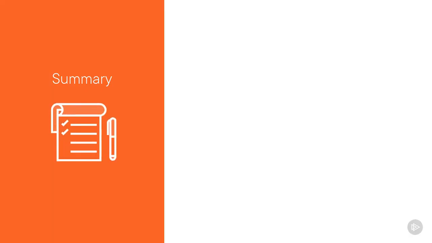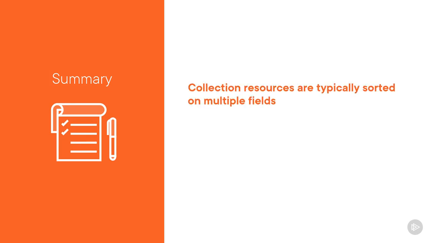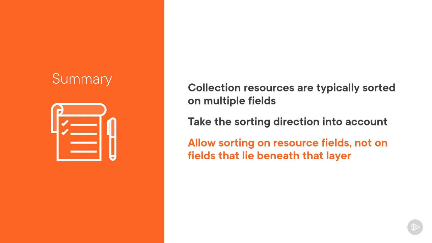When implementing sorting functionality, it's important to keep a few things in mind. Collection resources are typically sorted on multiple fields. Often, the sorting direction has to be taken into account. Sorting should only happen on resource fields and not on fields that lie beneath that layer. That requires a bit of plumbing, because otherwise you will end up with a set of large switch statements. We solved that by writing a reusable mapping service and a reusable ApplySort extension method.